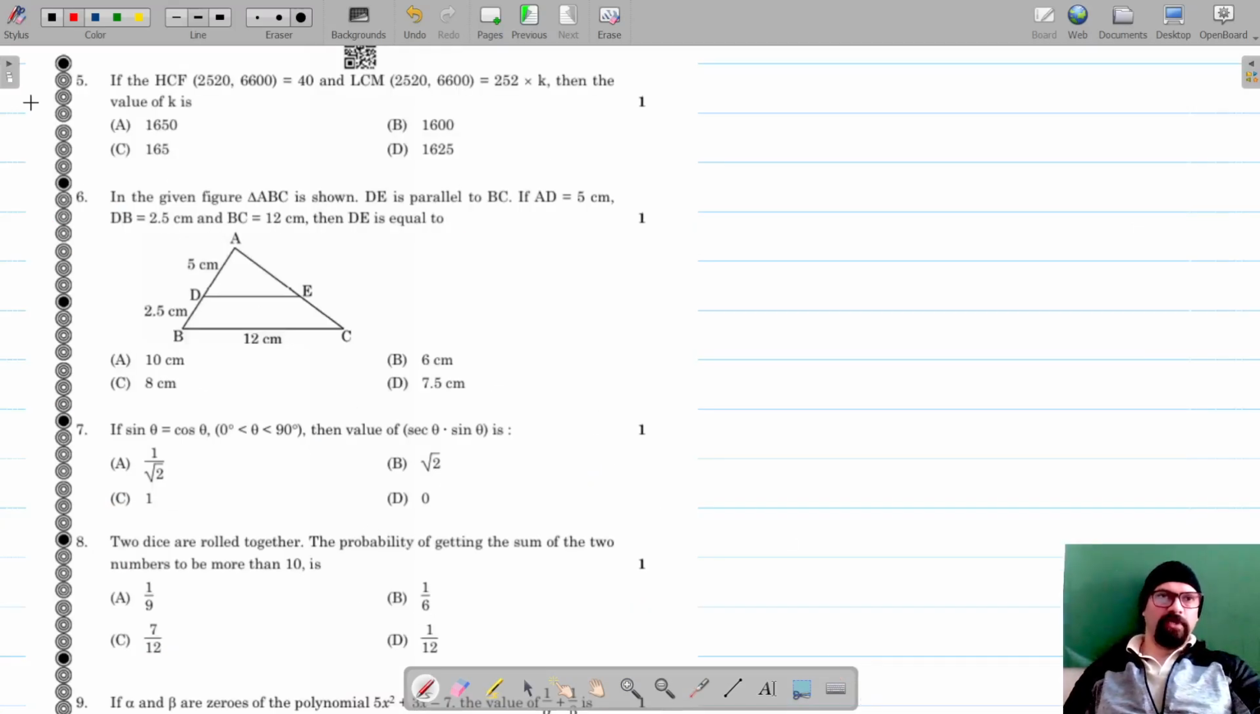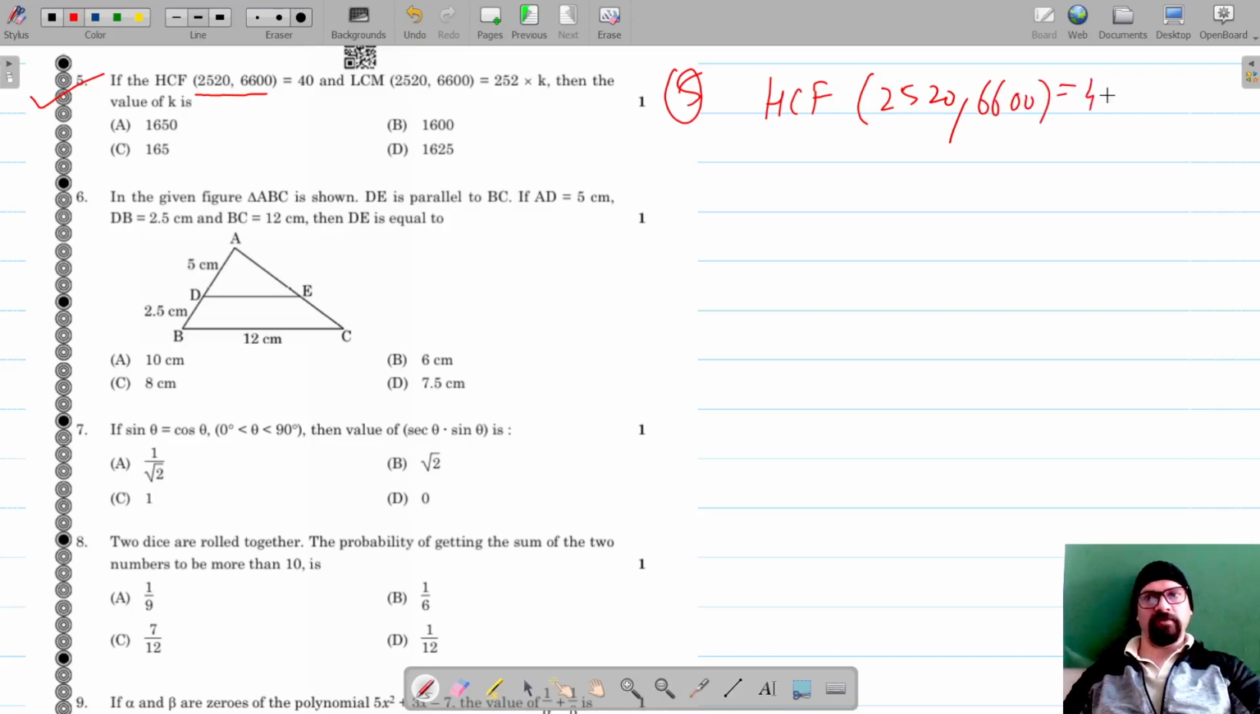Okay, for the next question, it's the option number 5th MCQ. The HCF of two numbers is 40, and these are the two numbers, 2520 and 6600. HCF is 40, and LCM is 252 into K, and we have to find the value of K.